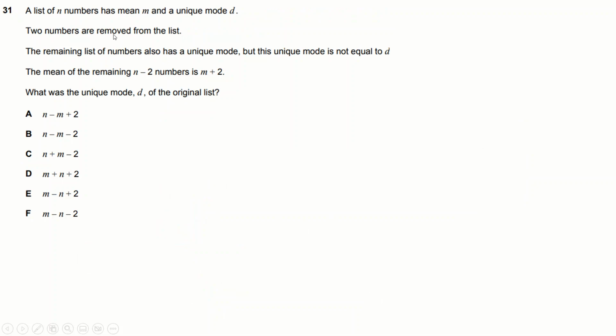Okay, 31. A list of n numbers has mean m and a unique mode d. So if we call the numbers a1 to an, if we add them all up and divide by the number there are, which is n of them, we get the mean m, is what this is saying. Two numbers are removed from the list. The remaining list of numbers also has a unique mode, but it's different to what it was before. Now, you need to infer quite a lot from that sentence.